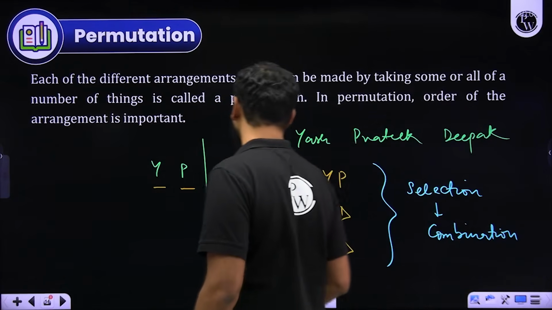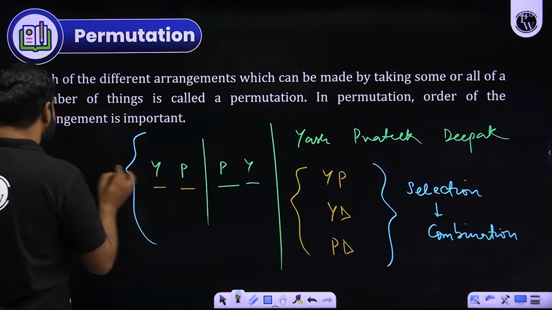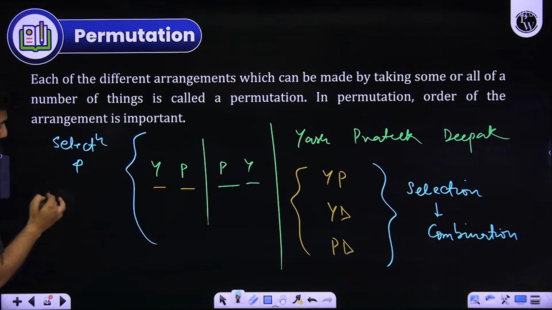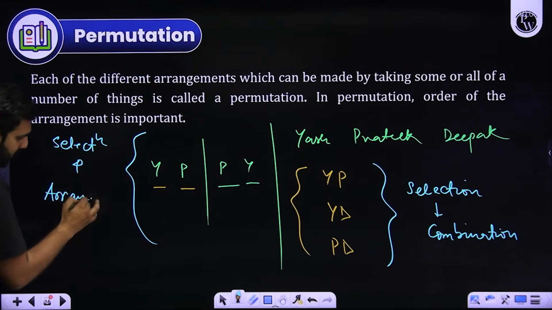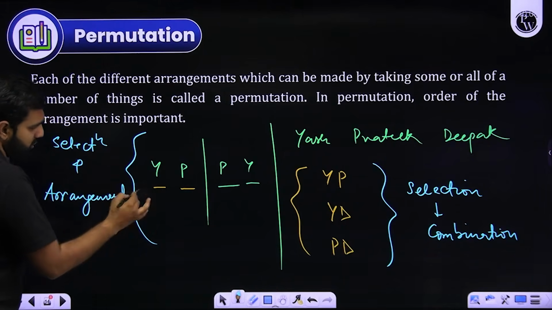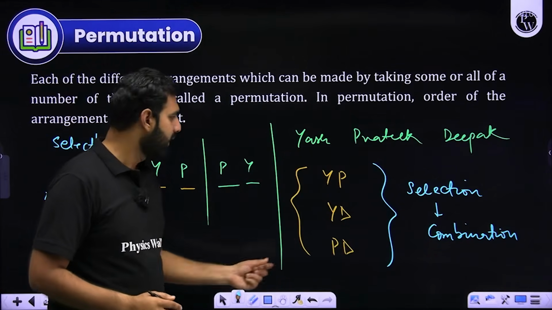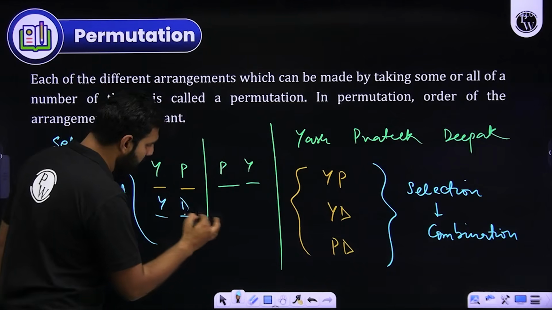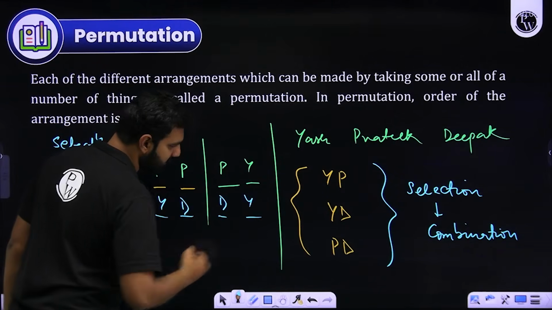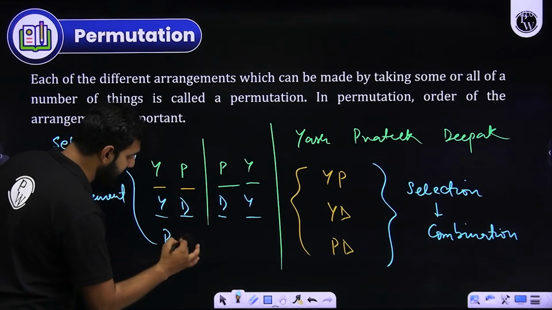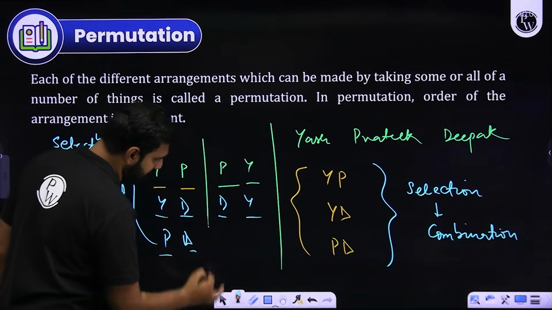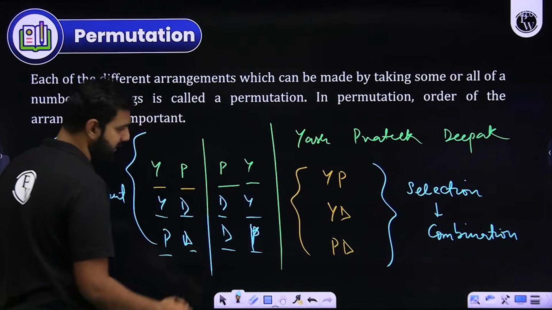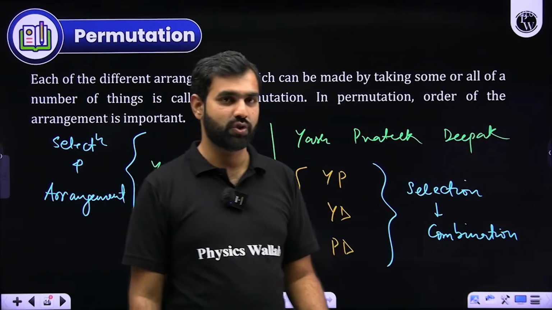But when along with selection, arrangement also comes into picture. What do I mean by arrangement? Let's say Yash Pratik or Pratik Yash. The second selection was Yash Deepak, so I could have asked them to sit like this, or they could have sat like Deepak and Yash in this manner, or I could ask Pratik and Deepak to be featured for the photograph, but they could have been placed like Deepak Pratik, or Pratik Deepak. So in that case, there are 6 choices.